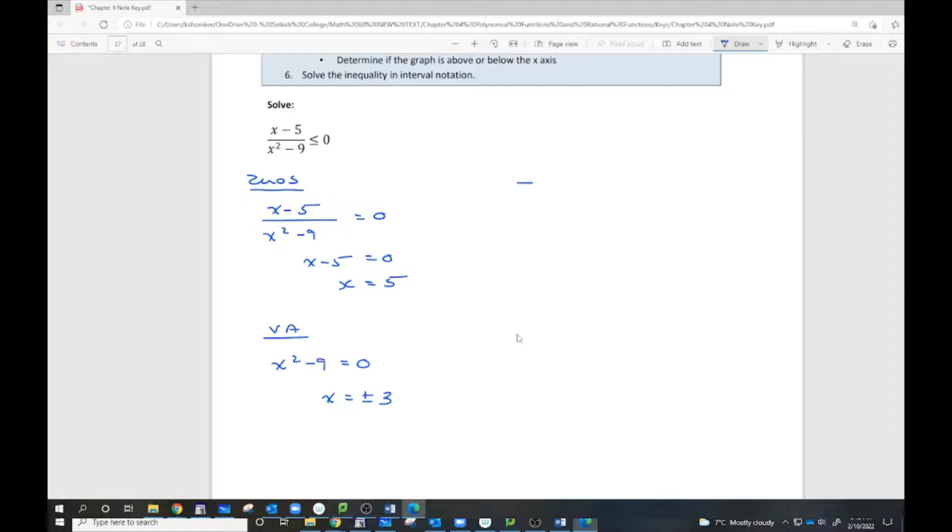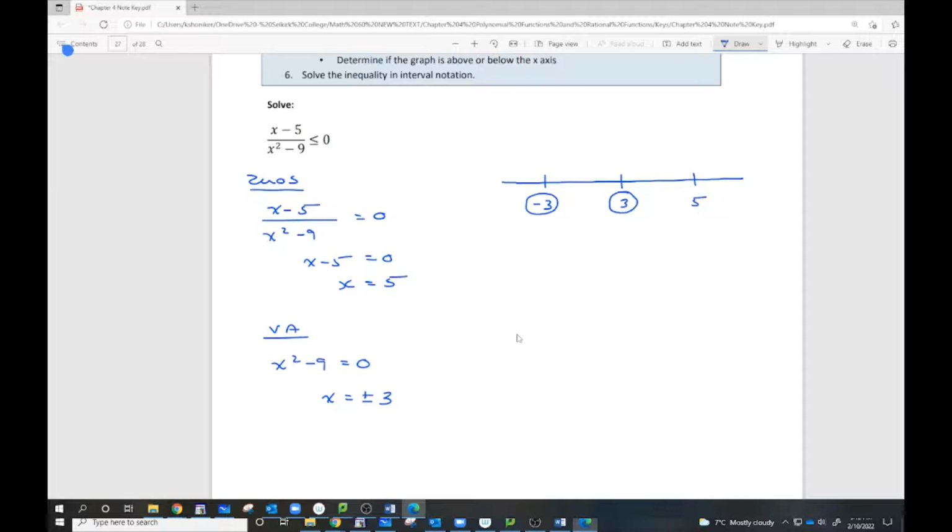So now I'm going to take my x-axis and I'm going to put those on. So I have an asymptote at -3, circle it, you cannot be equal to it. You've got a vertical asymptote at 3, again circle it, you cannot be equal to it. And then you have an x-intercept at 5, you can be equal to it. Now we have to figure out above or below.